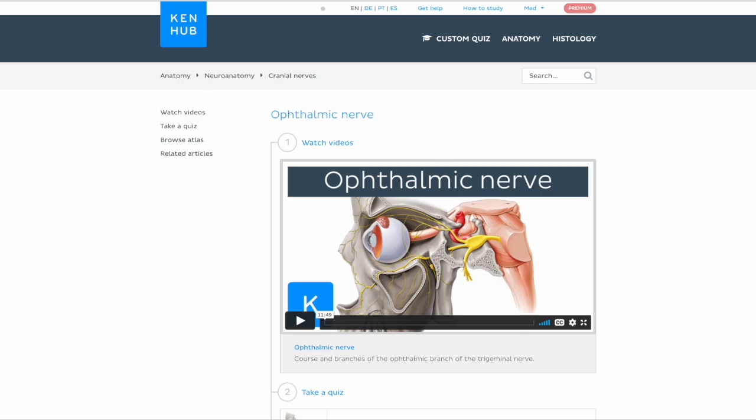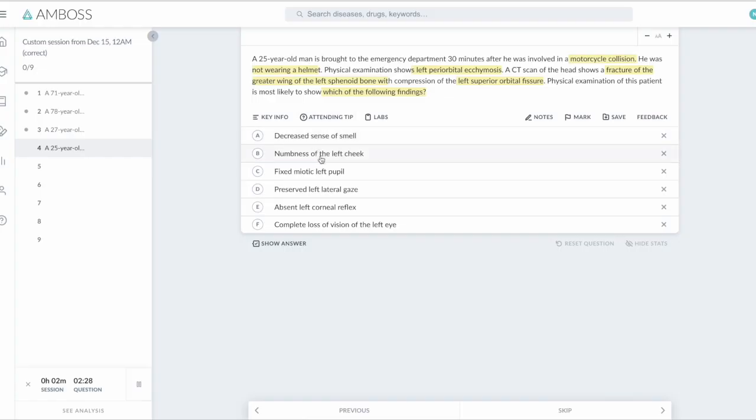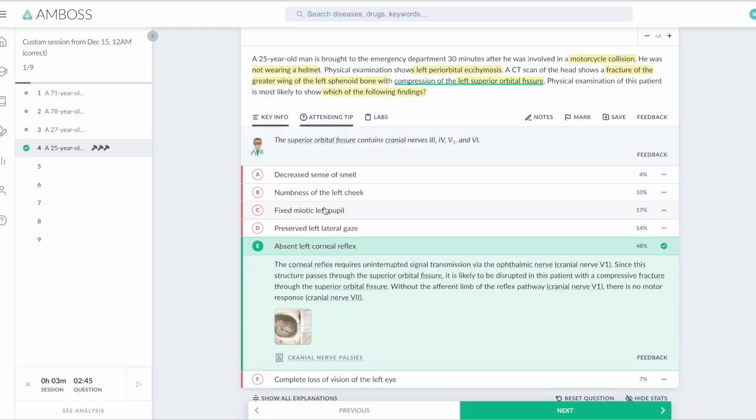All right. And so I'm going to choose absent left corneal reflex, because we know that the afferent innervation of the corneal reflex is the cornea supplied by the ophthalmic nerve, and the efferent, which closes the eye, would be the facial nerve, right?